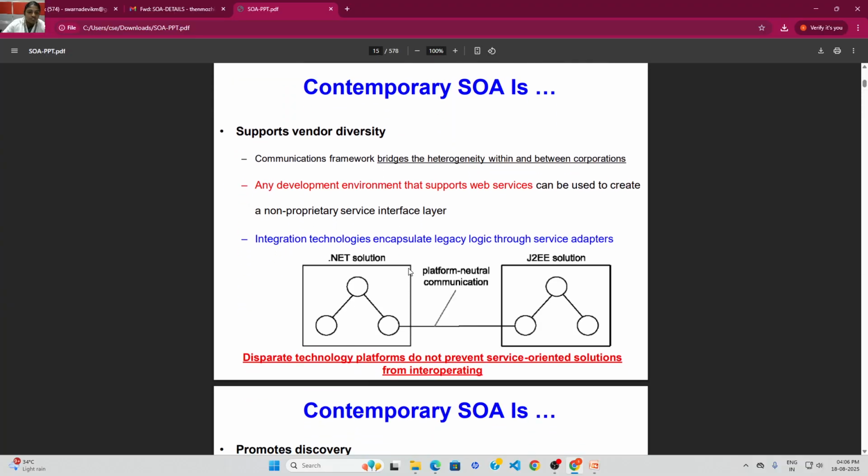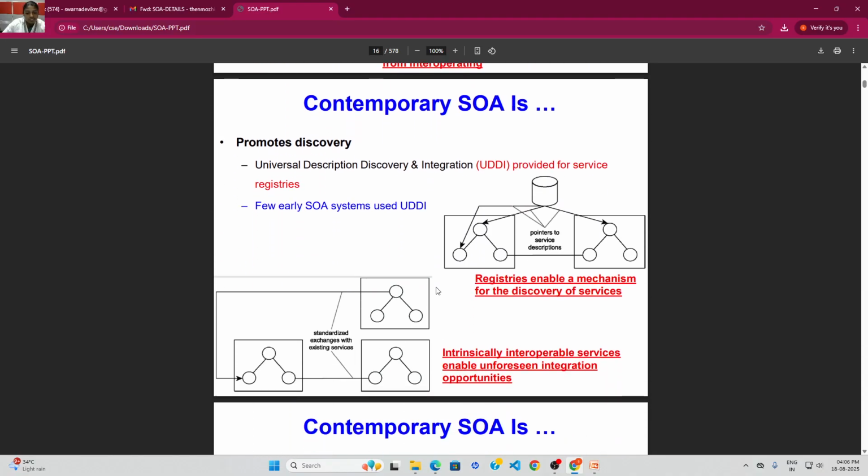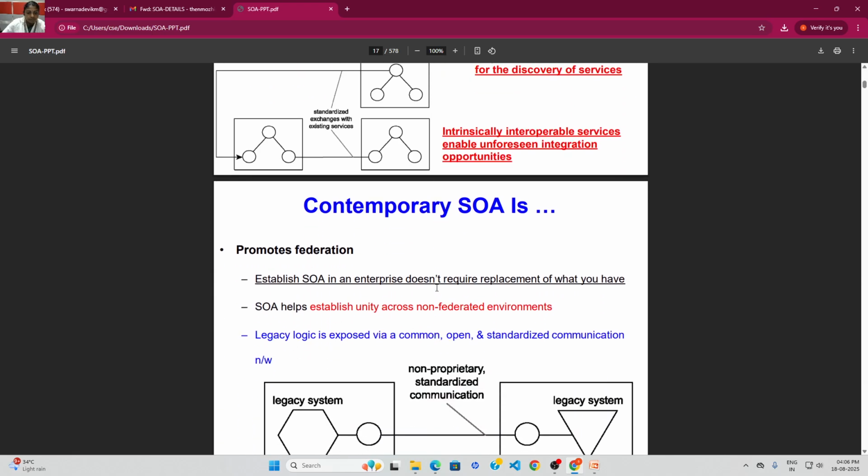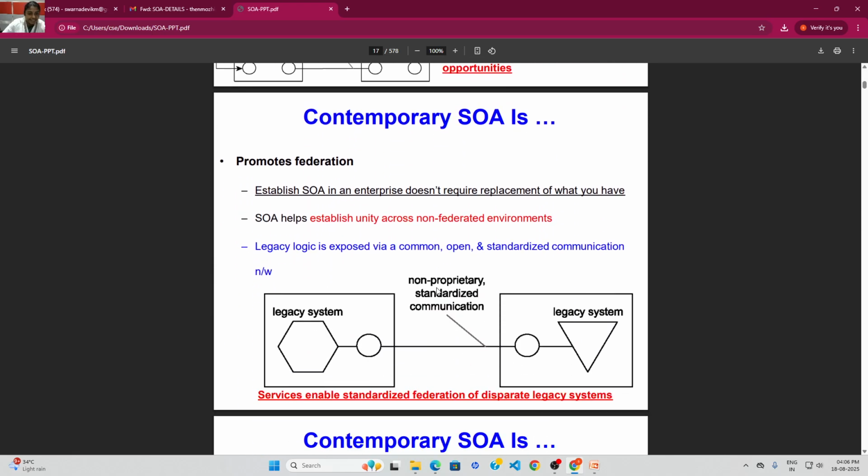Next one, vendor diversity. Vendor diversity is nothing but using the .NET solution and using the J2EE solutions; that is how vendor diversity is used. Vendor diversity is communication between two functions, or interfacing between the layers, and it promotes discovery also. And next one, promotes federalization.